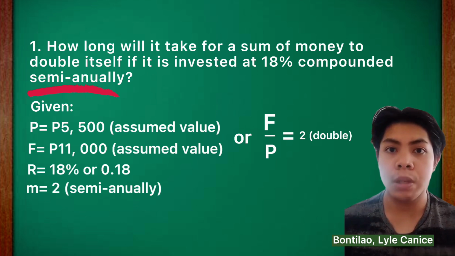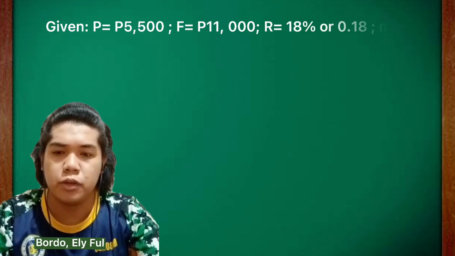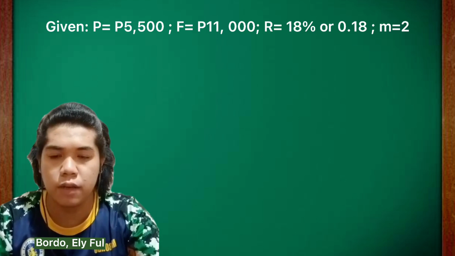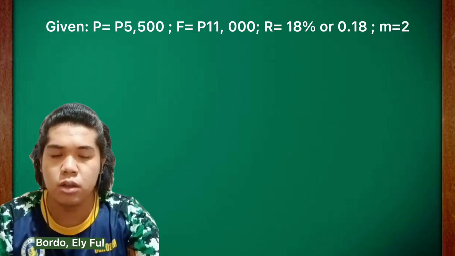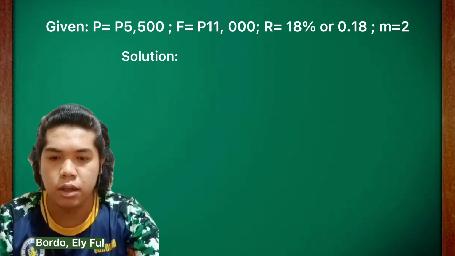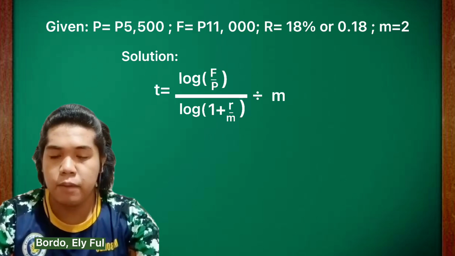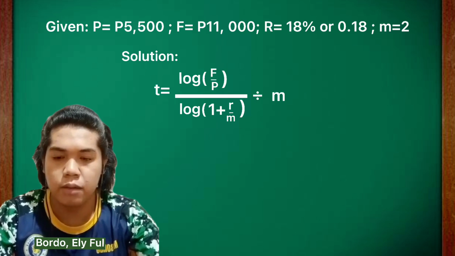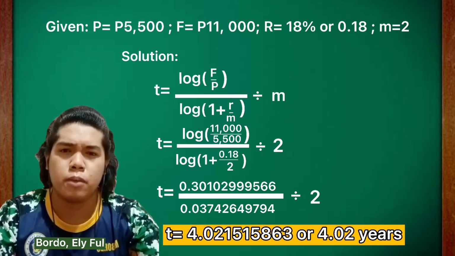For the problem solving, I will introduce my partner. Our given, as stated by one of my group mates: P equals 5,500 and the final amount is 11,000, since the problem stated that the sum will double, and the rate is 18% or 0.18. After that, I use the formula log of F over P divided by log of (1 plus rate over 2). I use 2 since the problem stated that it is semi-annually, and overall divided by 2. After I substitute everything, the result is 4.02 years.